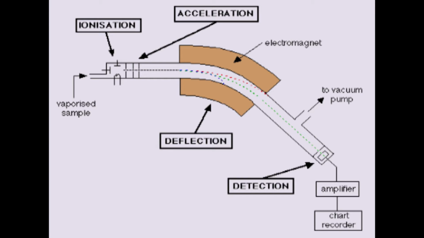Ions hit a detection plate, producing a tiny electrical current. The more ions of the specific mass to charge ratio, the greater the current and the taller the peak.